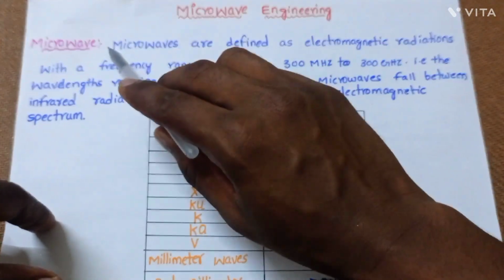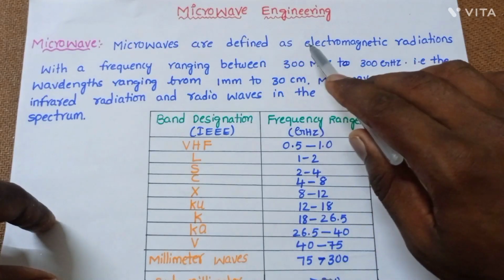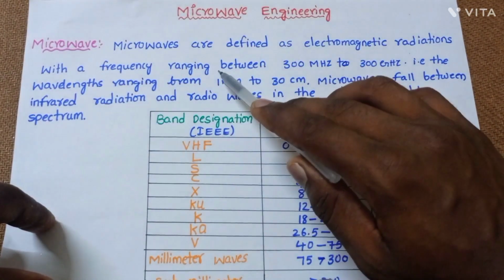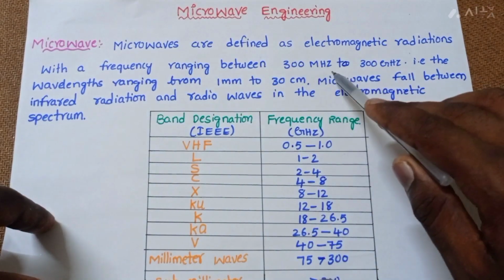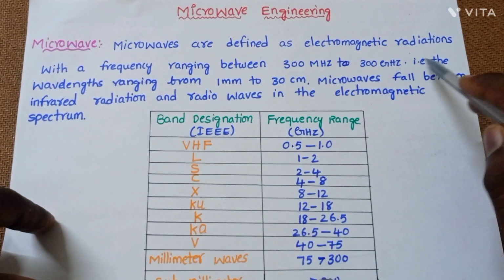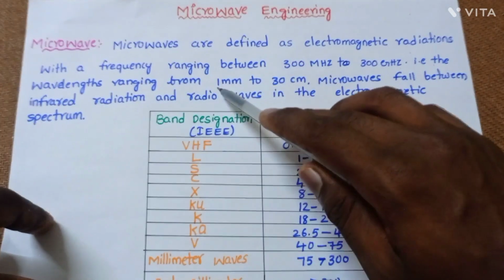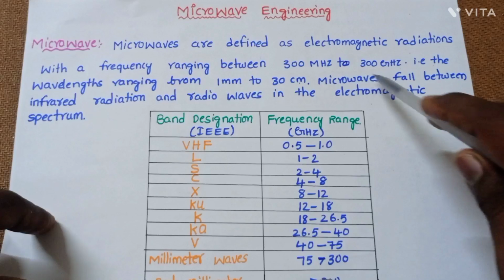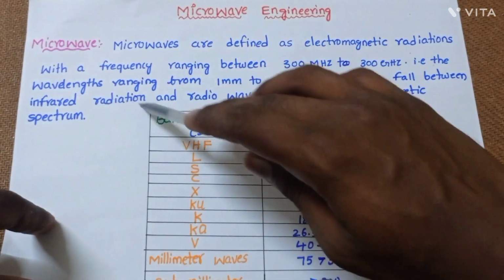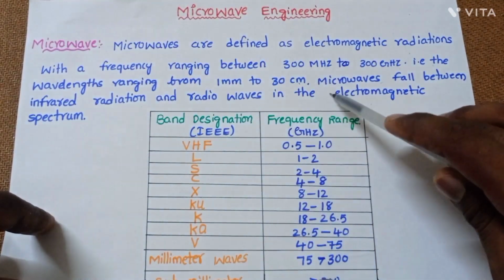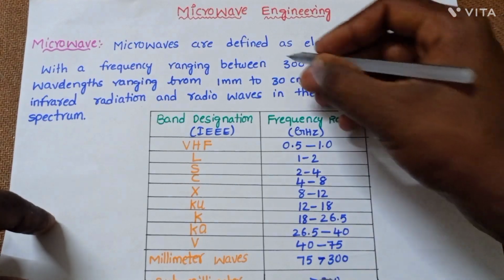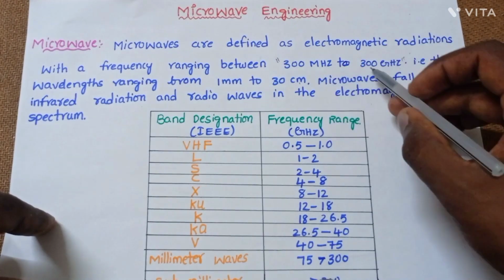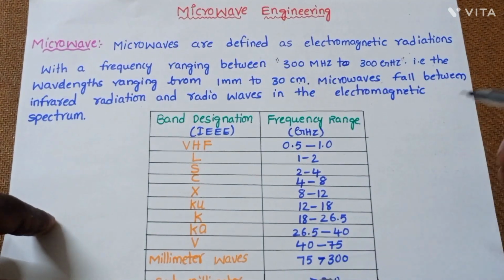The definition of microwave: microwaves are defined as electromagnetic radiations with a frequency ranging between 300 MHz to 300 GHz, that is, a wavelength ranging from 1 millimeter to 30 centimeters. These microwaves fall between infrared radiation and radio waves in the electromagnetic spectrum. Remember the frequency range of microwave, that is 300 MHz to 300 GHz.